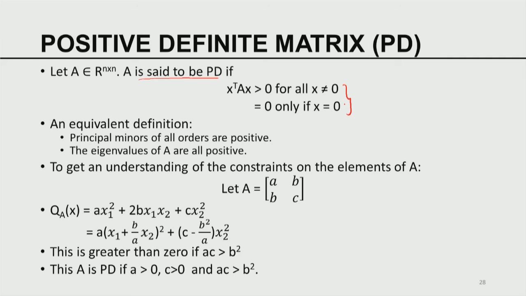So what does it mean? In general, the quadratic function of a matrix need not be positive, but if A is positive definite, the quadratic function is always positive. So this is the further definition of positive definite functions or positive definite quadratic forms. I hope that definition is very clear.